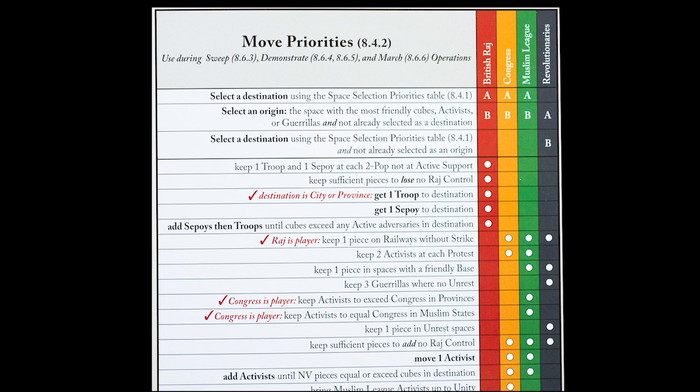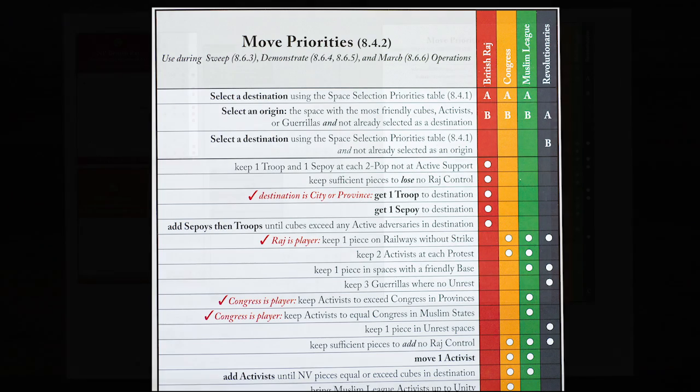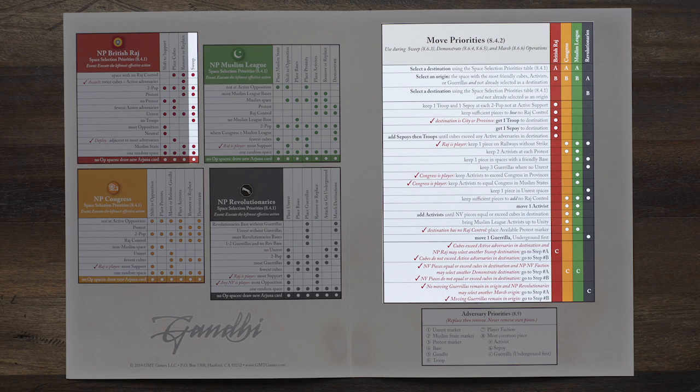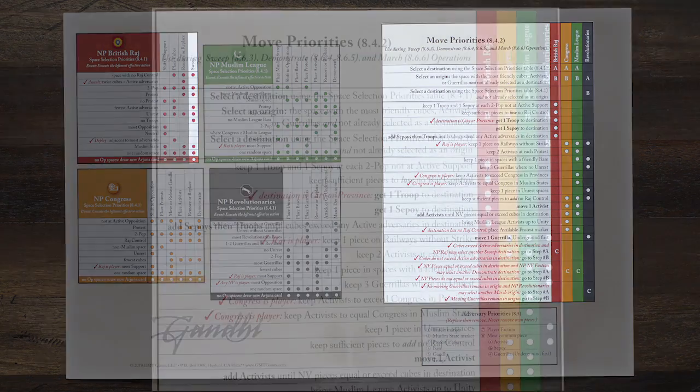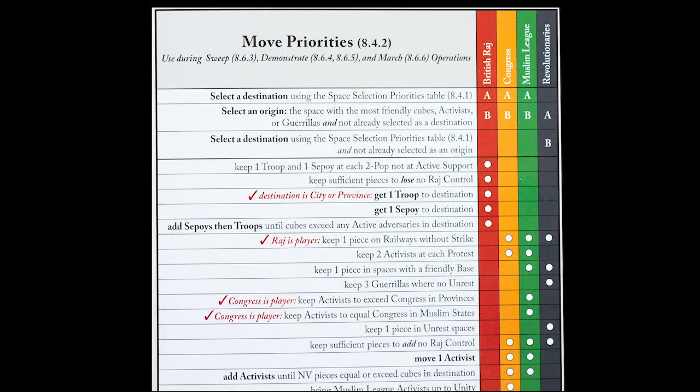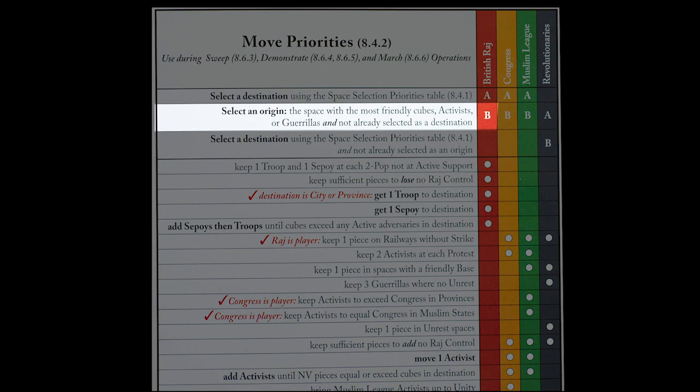So let's start at the very top, the select the destination under the letter A. It's asking us to use the space selection priority tables on the left. And since we're going to be doing the British Raj sweep, we're only going to be looking at the sweep column on the British Raj space selection priorities table. After we select our destination using the sweep column, we go back to the move priorities table and select our origin, which will always be the space with the most friendly cubes that has not been selected as a destination, and that those pieces can actually reach our destination.